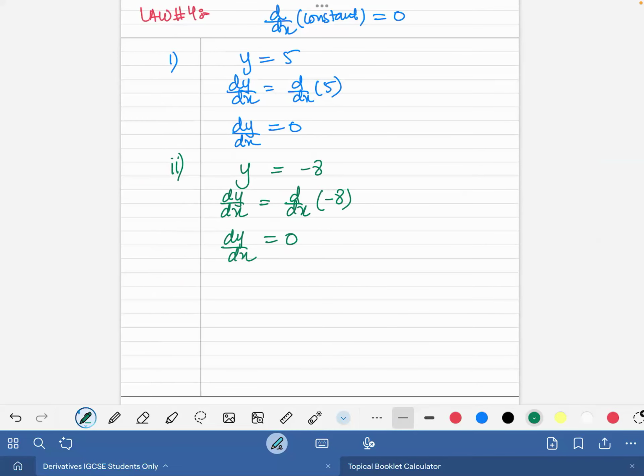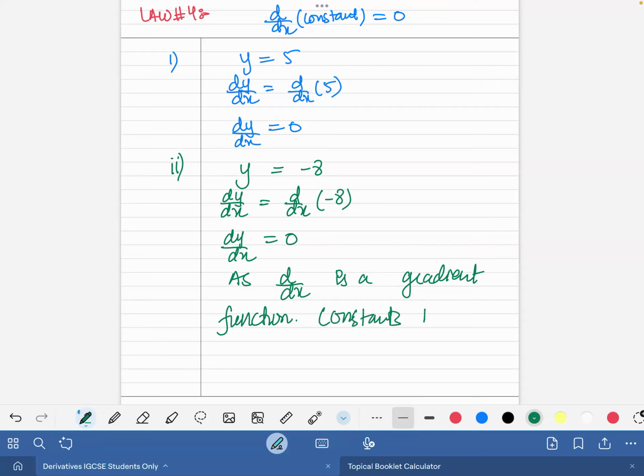As we know, d by dx is a gradient function. It is a gradient function. First derivative is always finding gradient. So we know that constants have zero gradient. Constants have zero gradient. Constants के ऊपर आपका gradient जो है ना बेटा वो zero होता है.